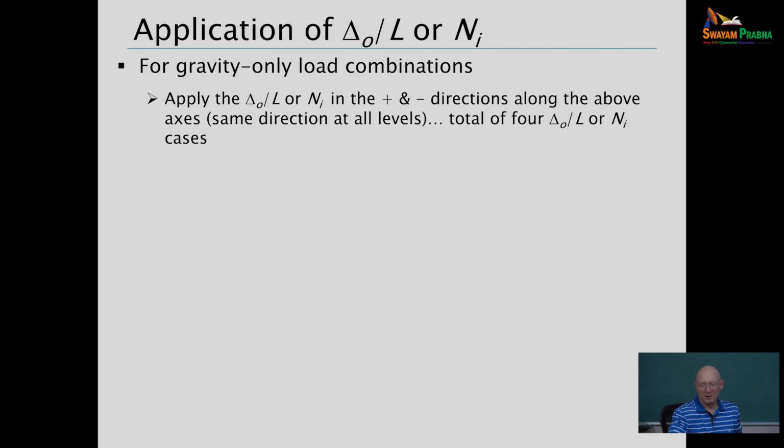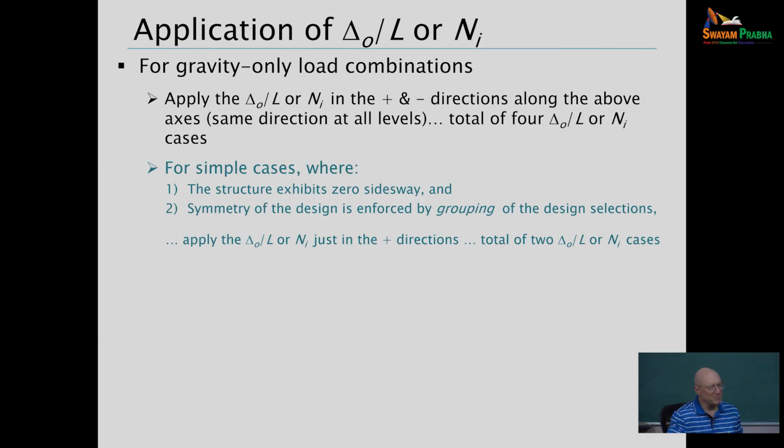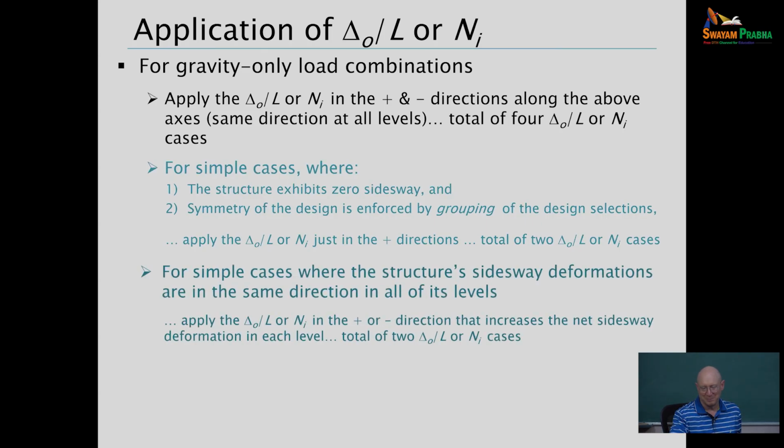So we have a total of 4 gravity load combinations now. So I need to run an analysis for my factored gravity load with dead load. Oh my goodness, I've got to do 4 now instead of 1, and engineers complain about that. If it's a fairly simple case, basically structures that don't exhibit any side sway under gravity load, and you are enforcing symmetry in your design by your grouping of elements, then you can simplify it to needing to apply only 2.